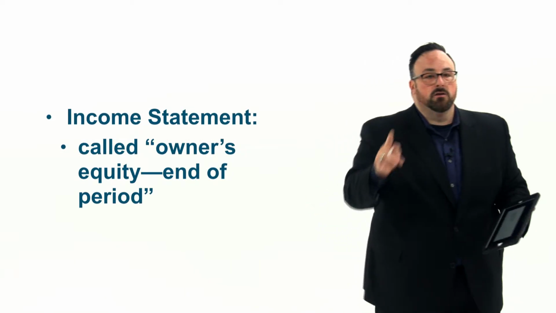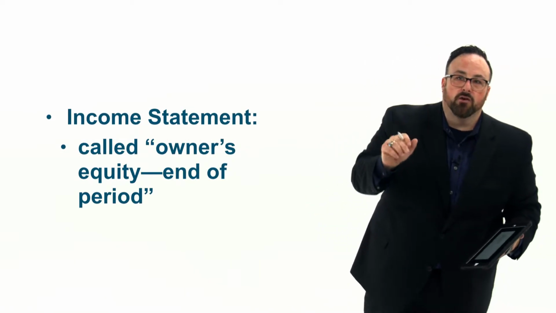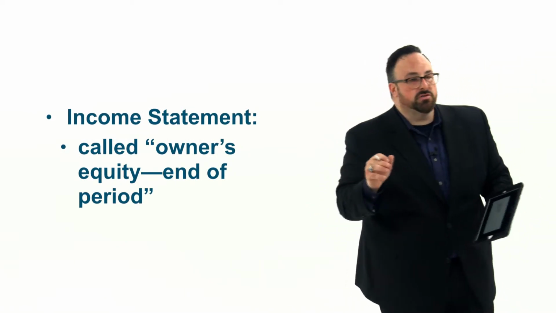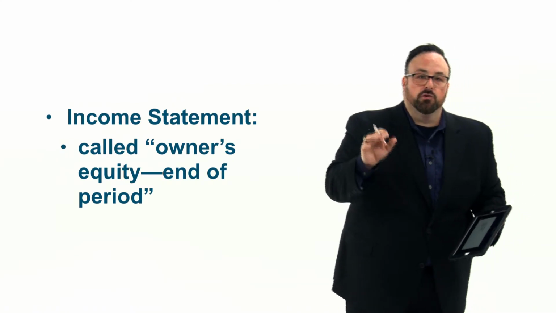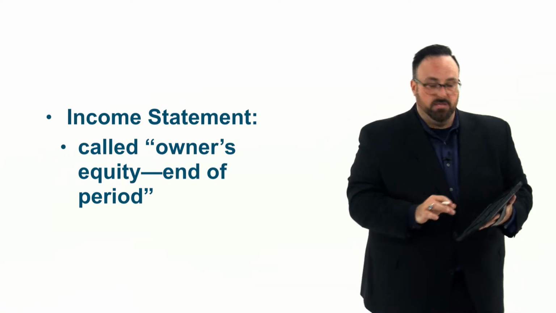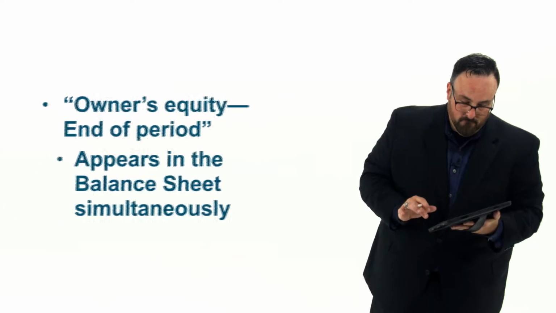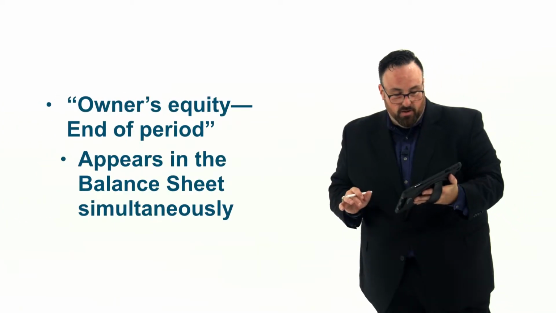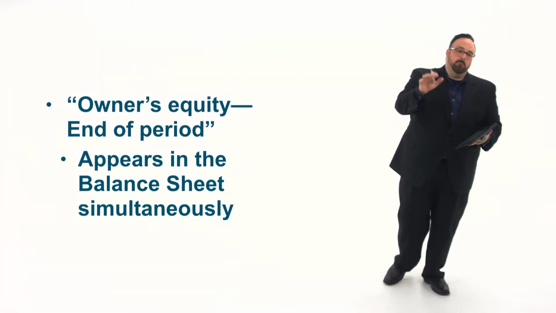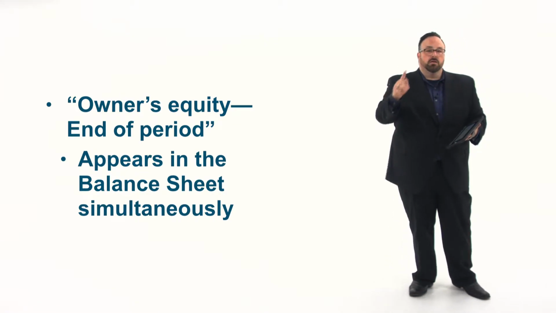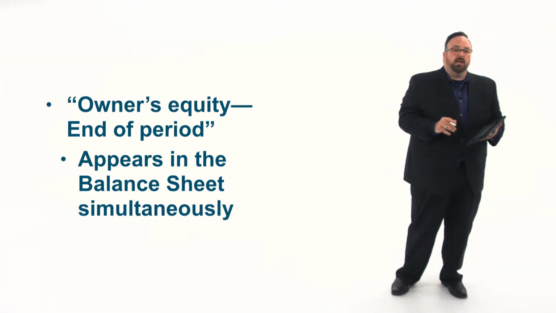With that said, you may see this again. That final number is called owner's equity end of period. You'll see that at the bottom of the income statement. Owner's equity end of period also appears in the balance sheet simultaneously. Keep that in mind. You may see that again.